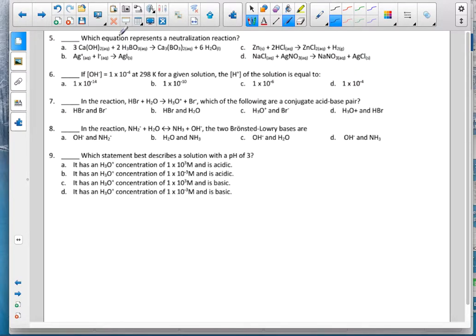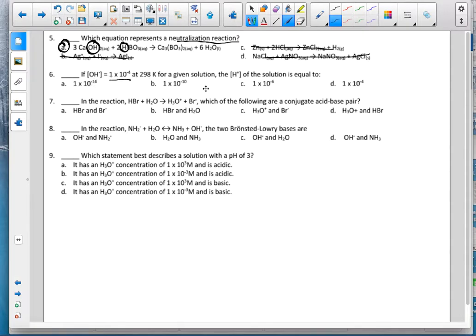Look right here, number 5, which represents a neutralization reaction. So look for the OH. No OH in that one. B goes, no OH, no OH. If you notice right here, I see OH there, and I see a little H there, which represents an acid. That's why 5A is correct.